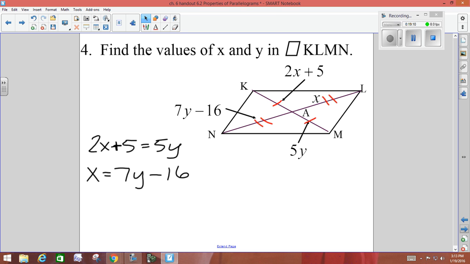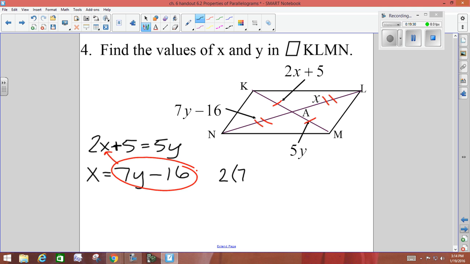Now you have two equations with two variables. We just spent a week working on this. You can either substitute or eliminate. It's up to you. I think this one sets up nicely for substitution, like Spencer said. So we can substitute 7y minus 16 in for x. And then our new equation is going to say 2 times the quantity, 7y minus 16, plus 5 equals 5y. Don't forget that plus 5. Distribute your 2 through. 14y minus 32 plus 5 equals 5y.